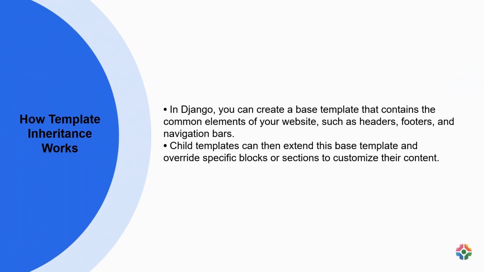In Django, developers can craft a base template with shared website components like headers, footers, and navigation bars. Subsequently, child templates can extend this base template and modify particular sections to individualize their content. For instance, a web application might have a base template encompassing a consistent menu and footer across all pages, while differing content like page-specific details can be altered in child templates for distinct pages or sections.